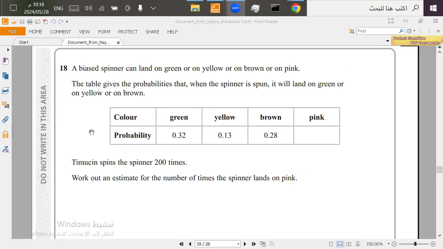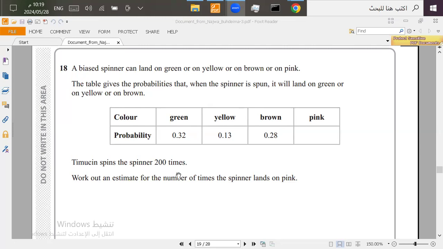In this video, we're going to talk about the rest of the questions of the Foundation Tier 2023 Paper 2F. Question 18. A biased spinner can land on green or on yellow or on brown or on pink. So we have four possible outcomes. The table gives the probabilities that when the spinner is spun, it will land on green, yellow, or brown. Okay, so these are the probabilities that are given.